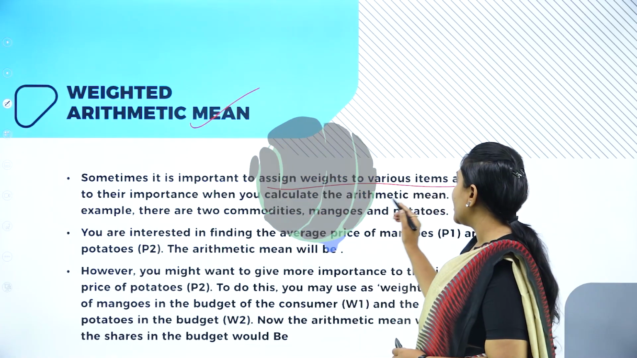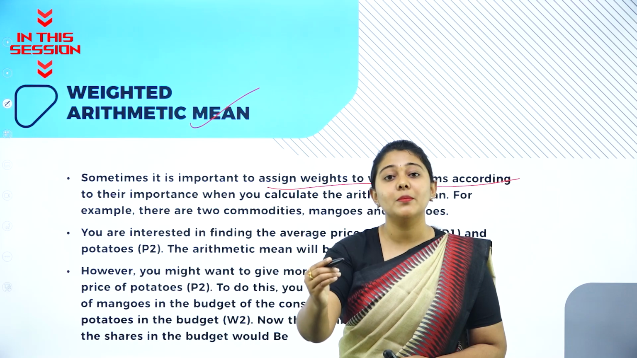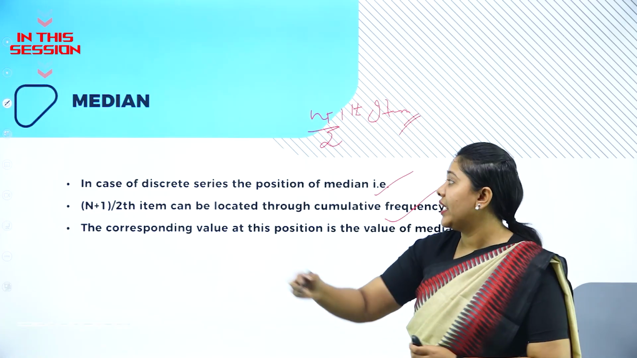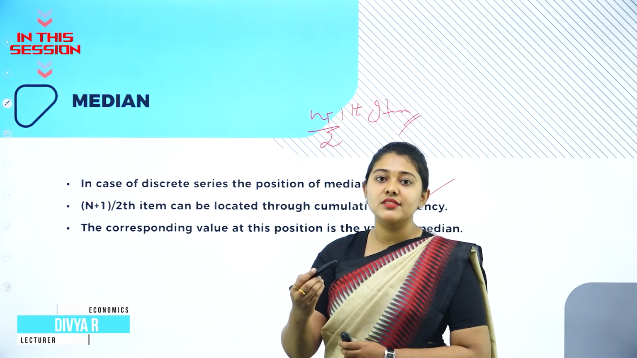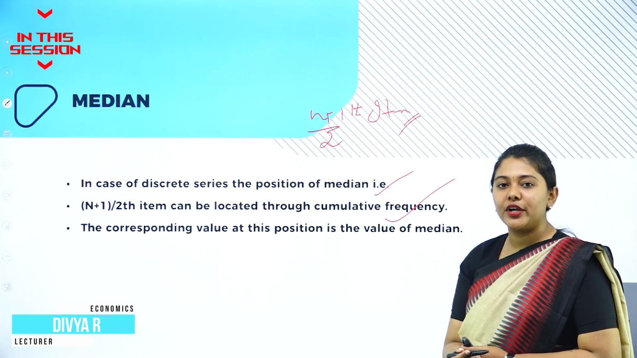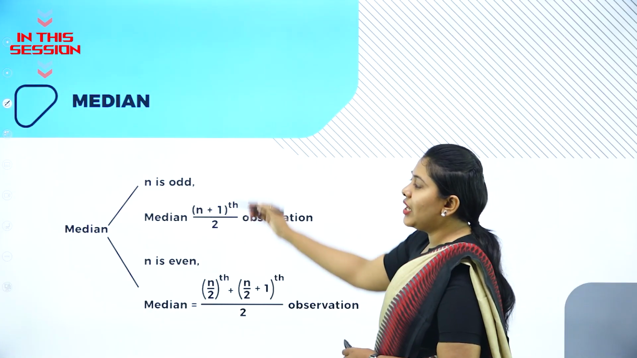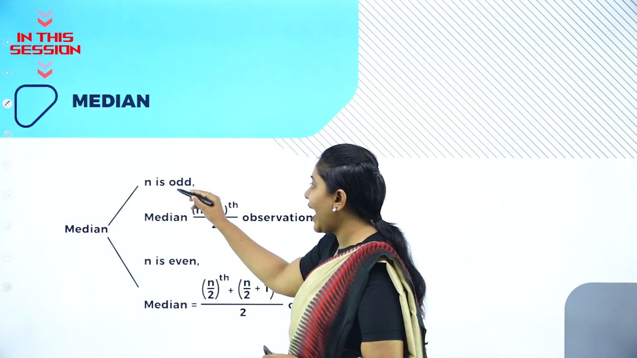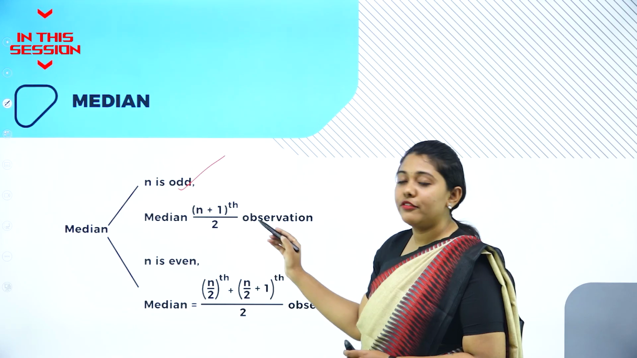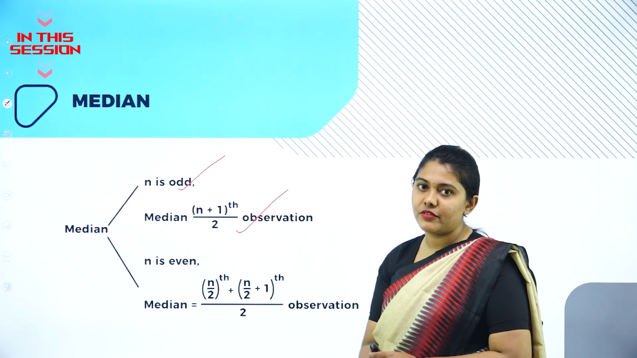When you calculate the arithmetic mean, you need to assign weight to that in order to know the priority, in order to know the importance. For calculating the discrete series, you have what? You have formula n plus 1 divided by 2 item by using cumulative frequency. The formulas for median, if n, the number of observation is odd, then the median formula will be n plus 1 divided by 2th observation.